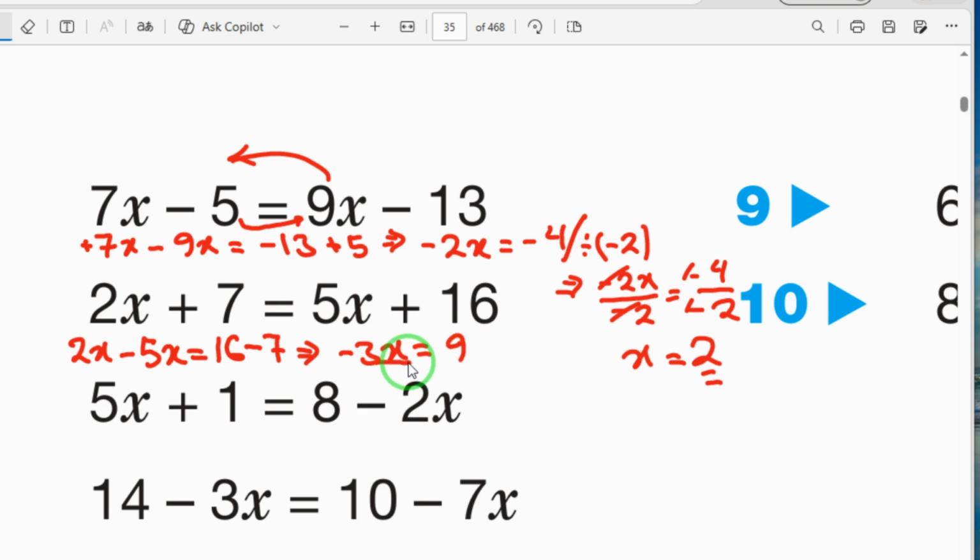Then we divide both sides of the equation by minus 3. Here we simplify, just only remain x. 9 divided by 3 gives us 3, positive divided by negative gives us negative. The answer is minus 3.